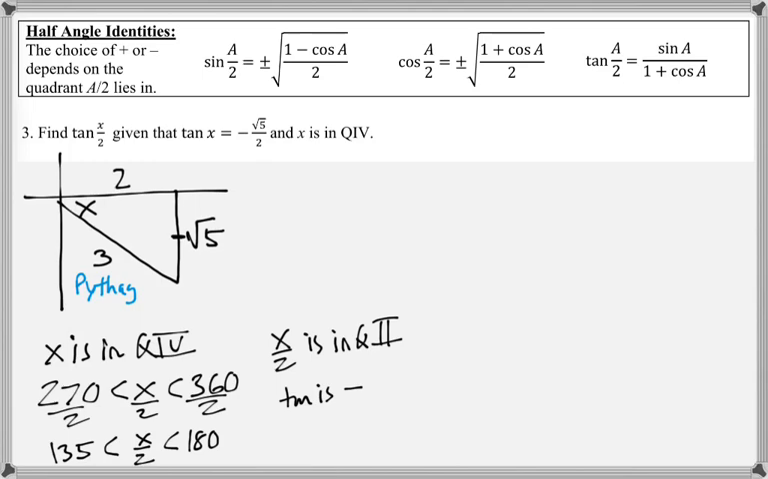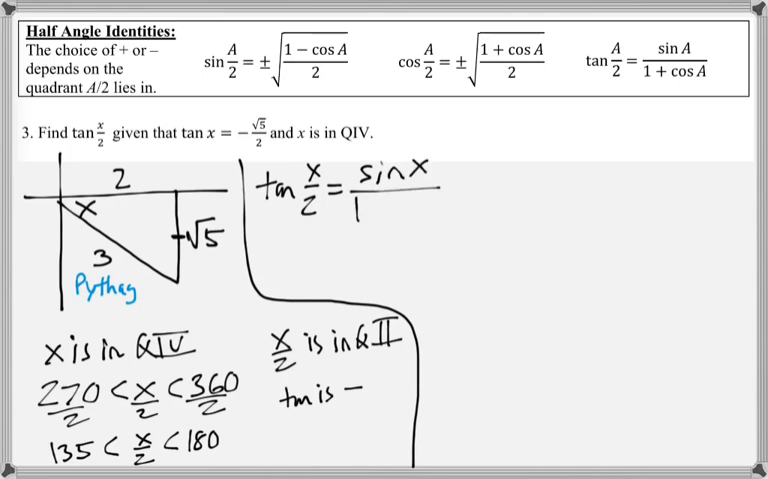Okay, so if I actually solve, tangent x over 2 is equal to sine of x over 1 plus cosine of x, which is negative square root of 5 over 3. So I'm referring to my triangle. And this is over 1 plus 2 over 3.